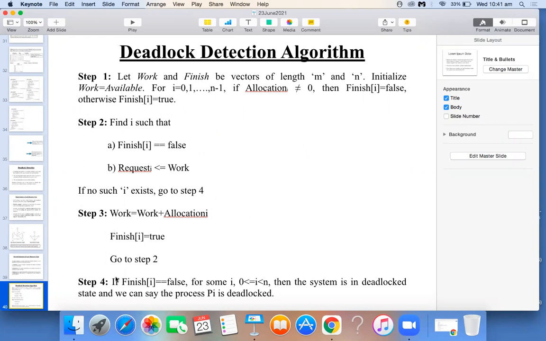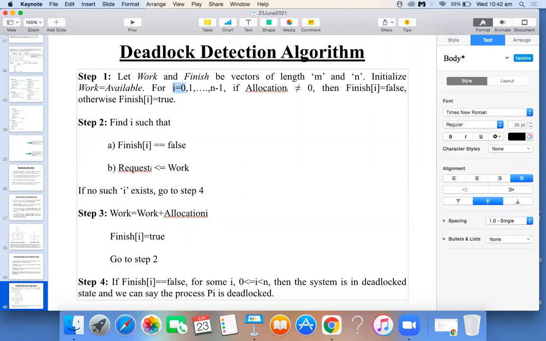There are 4 steps in this algorithm. It is similar to your safety algorithm, but there are a few changes here. Observe the first step. Here we are using 2 variables: one is work, the second is finish, and we are initializing work equal to available. Clear with this? Next, observe this: for i equal to 0 to n minus 1. What are all these things? These indicate the processes, so if we have n processes, starting from 0 to n minus 1.